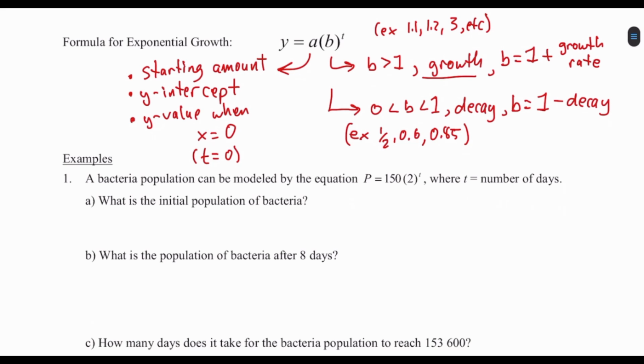Question 1. A bacteria population can be modeled by the equation P equals 150 times 2 to the power of t, where t is the number of days. What is the initial population of bacteria? We don't even have to do any calculations here.